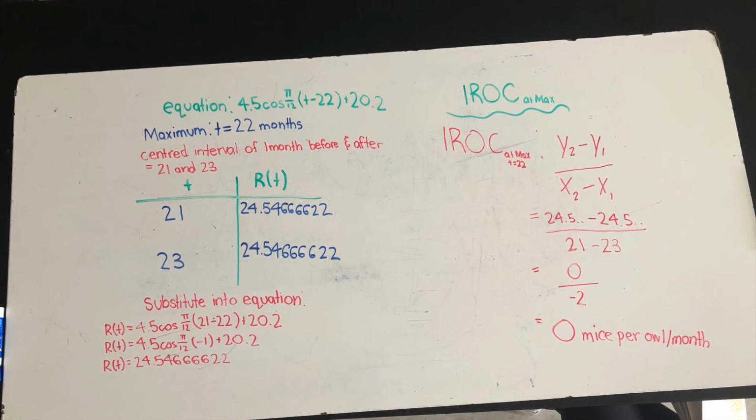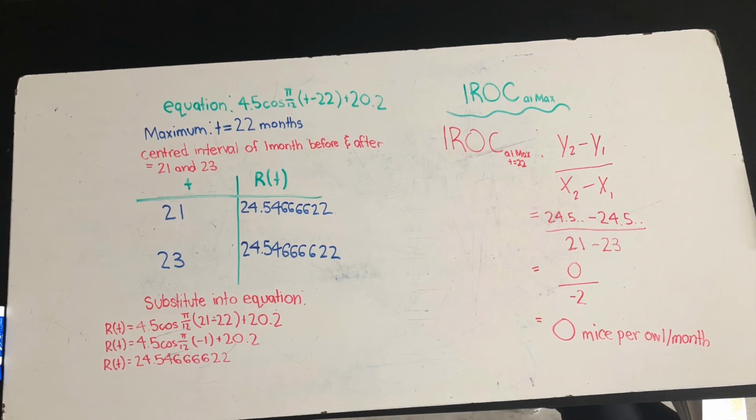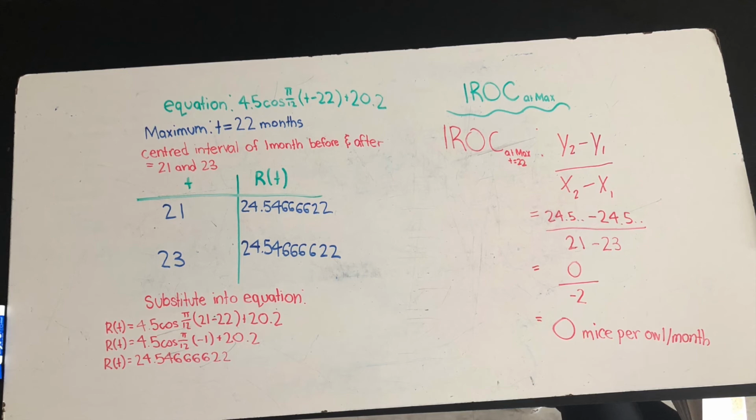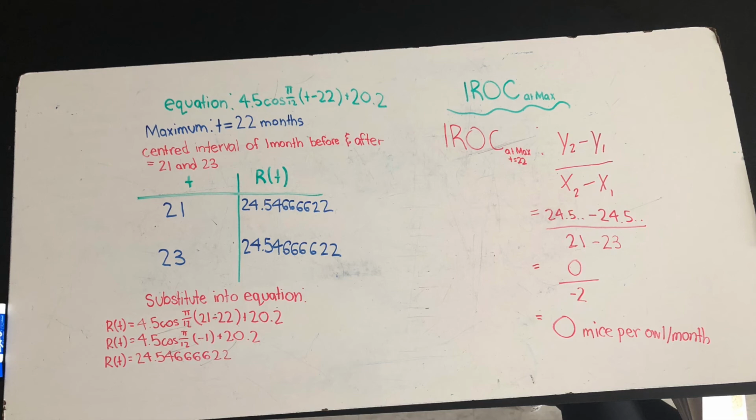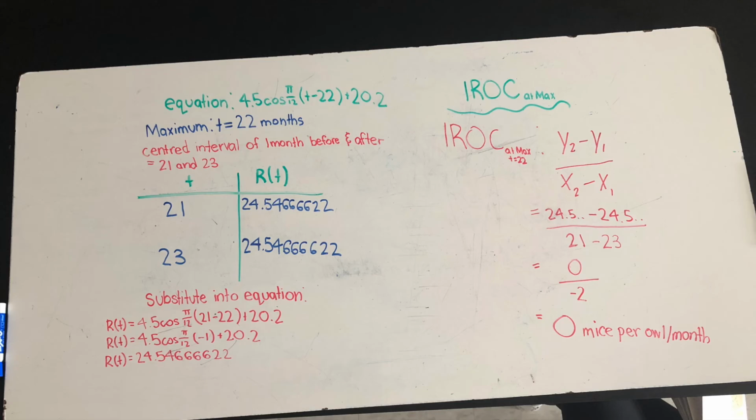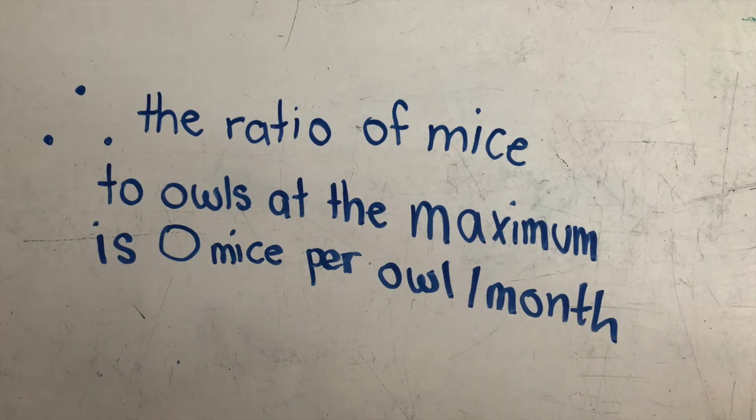You then find the IROC by using your equation of y2 minus y1 over x2 minus x1. As you subtract these, you get 0 divided by -2. Since you have 0 on top, you get 0 mice per owl per month. This makes sense because you are finding the slope of the tangent line at the maximum. Since the tangent line is parallel to the x-axis, the slope is 0, just like it is in the previous question for slowest IROC. Therefore, the ratio of mice to owls at the maximum is 0 mice per owl per month.